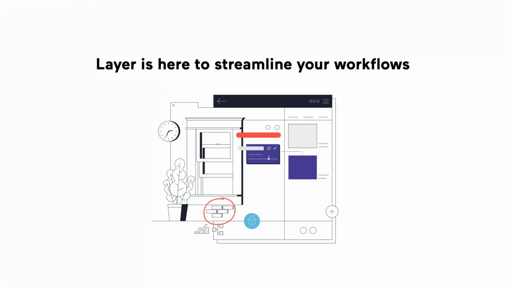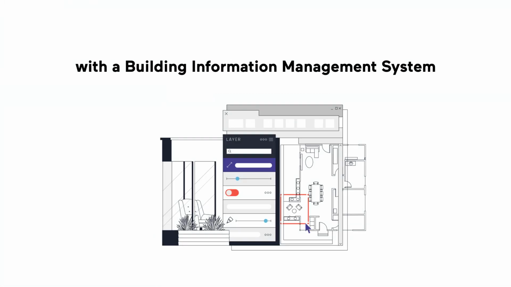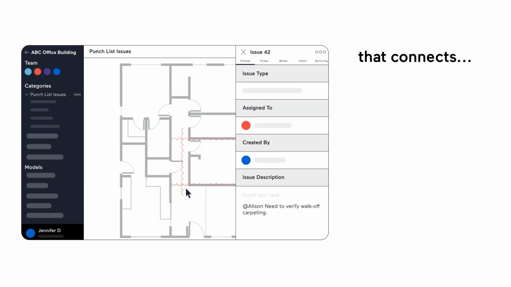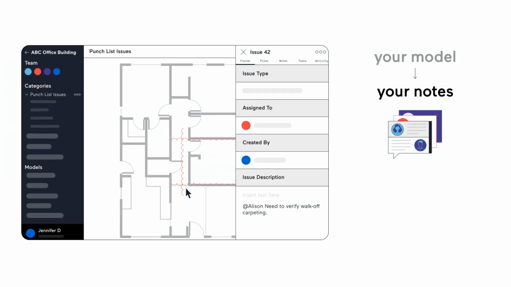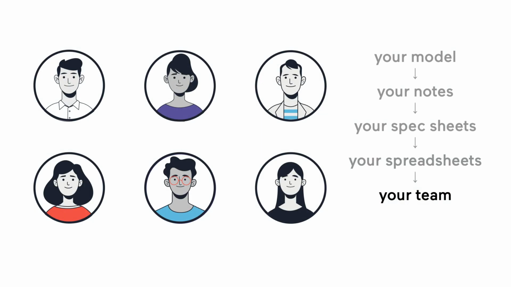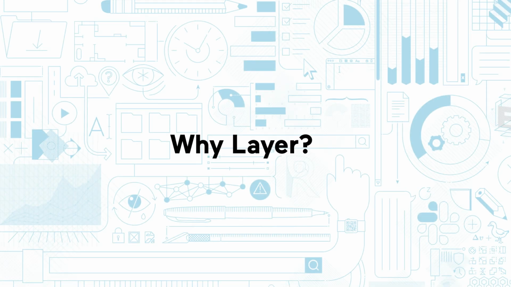Layer is here to streamline your workflows with a building information management system that connects your model to your notes, to your spec sheets, to your spreadsheets, and your team. Why should you use Layer?